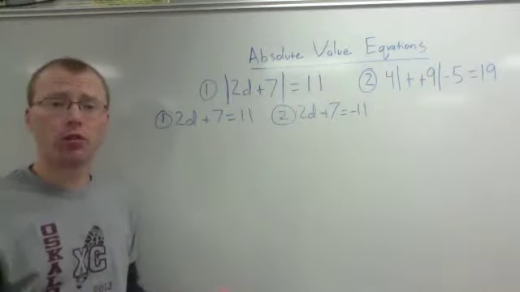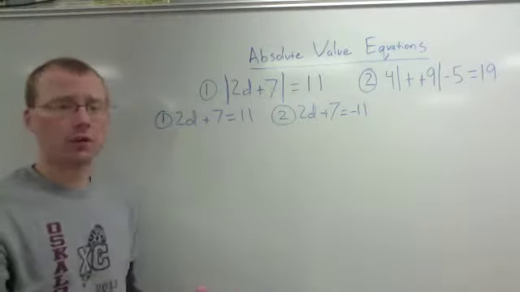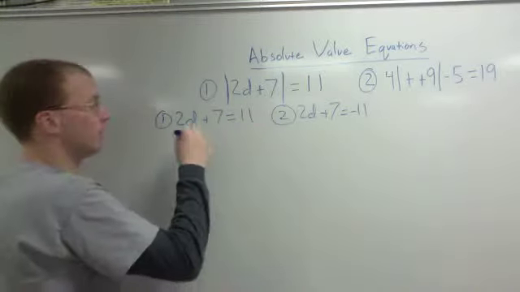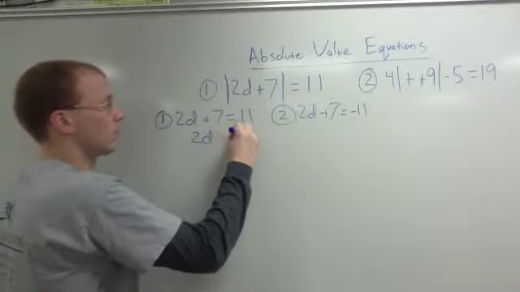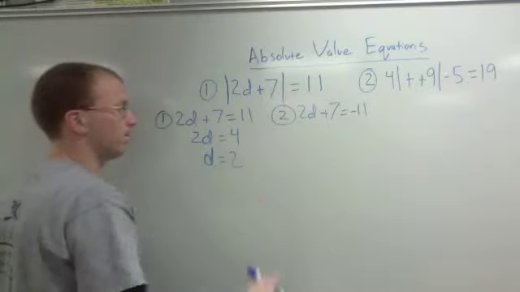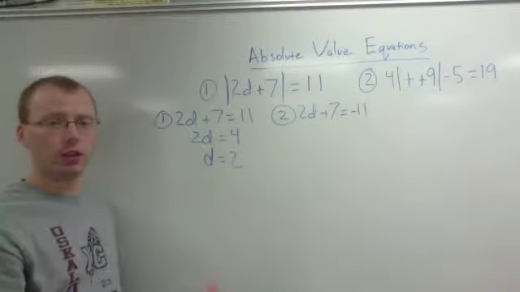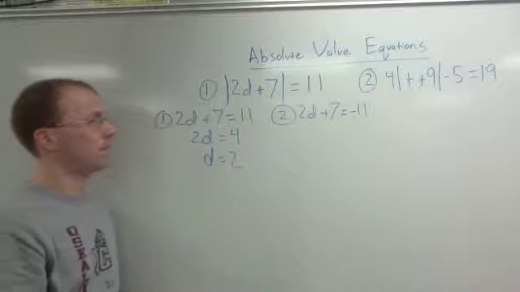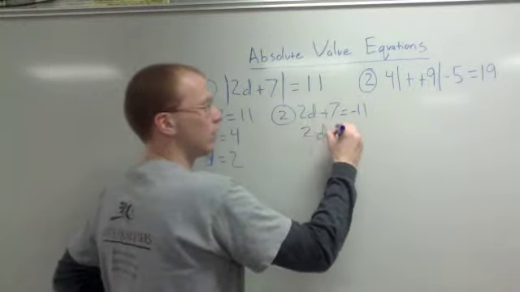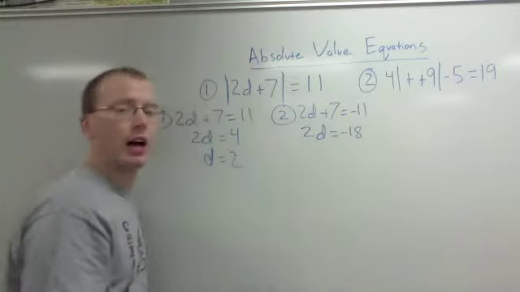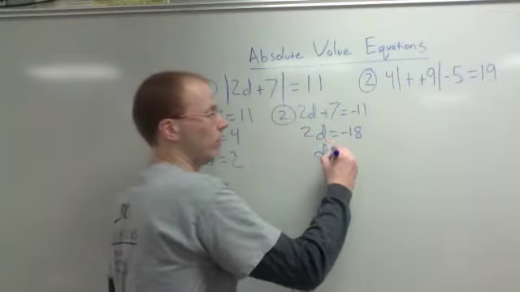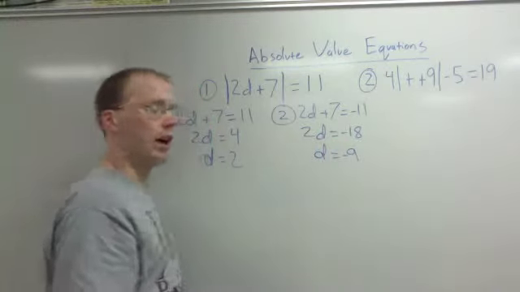And after you've written your two equations, you're just going to solve each equation. So I'm going to solve this one for d. I'll subtract 7. Divide by 2. And I get 2. So I get d equals 2. This one I'm going to solve for d, so I'm going to subtract 7 again. When I do that, I get 2d equals negative 18. Divide by 2, I get negative 9.